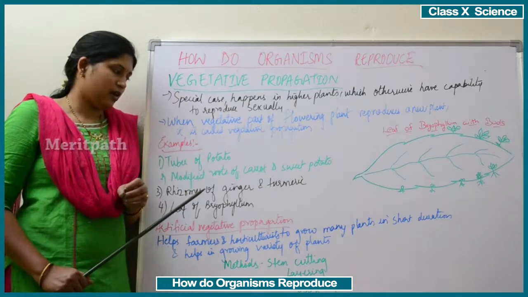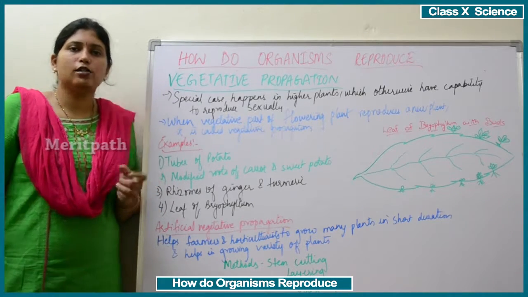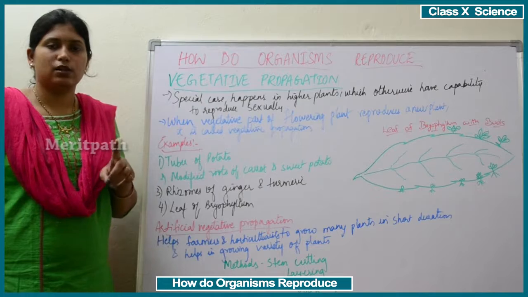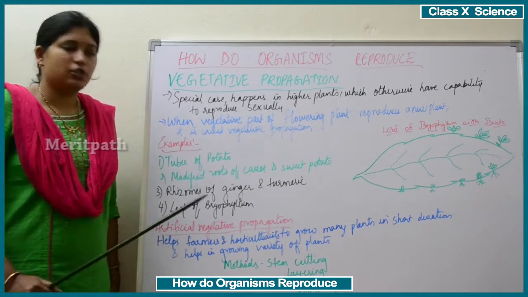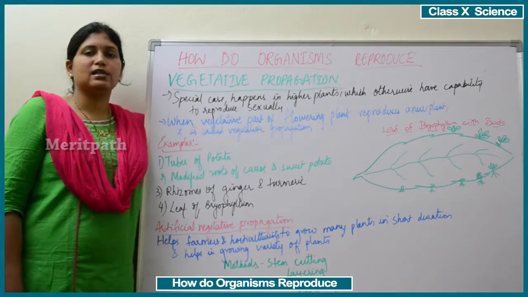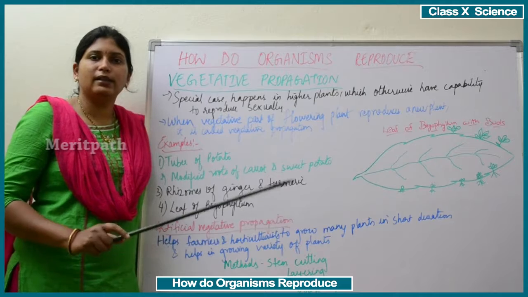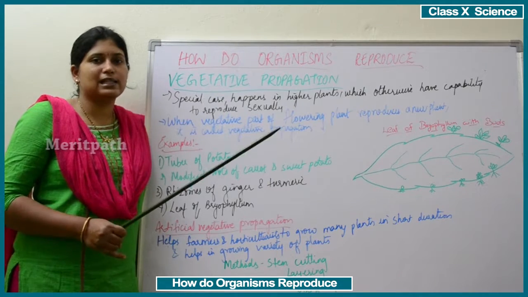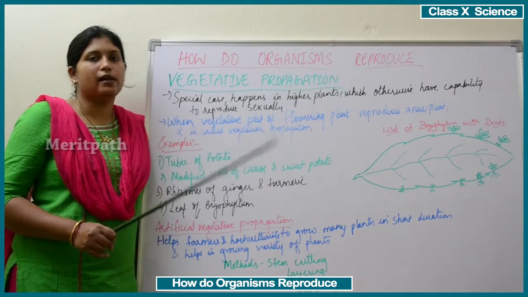Next is rhizomes of ginger and turmeric. Ginger and turmeric also grow below the ground, right, inside the soil underground. But these are the modified stems. Ginger and turmeric are known as the modified stems. And ginger and turmeric on their surface have scale-like structures, right? Scale-like structures, nodes and internodes.